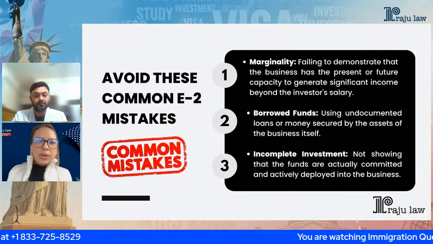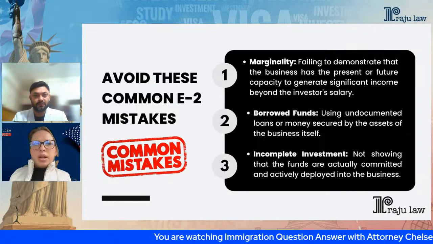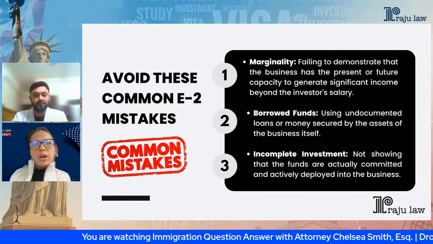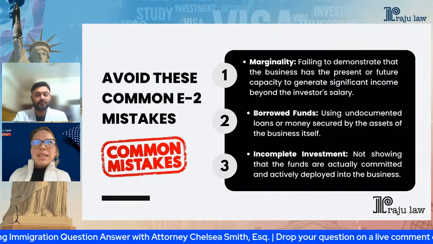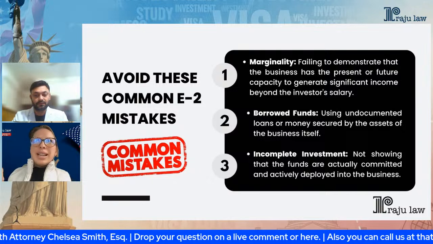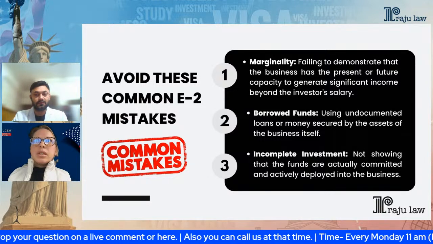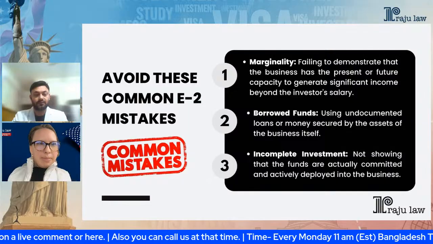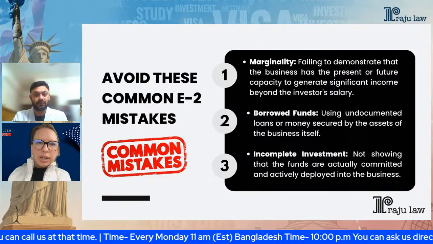This leads us to discussing some common mistakes and pitfalls for E-2 visa holders. First, I want to go back to the discussion of marginality. I think people understand the sufficiency of funds. Getting there could be some homework to figure out how to map that out, but they tend to remember that. But the one thing that tends to be forgotten is marginality.